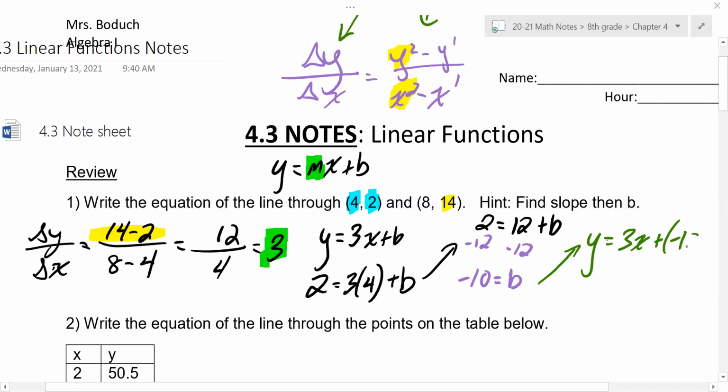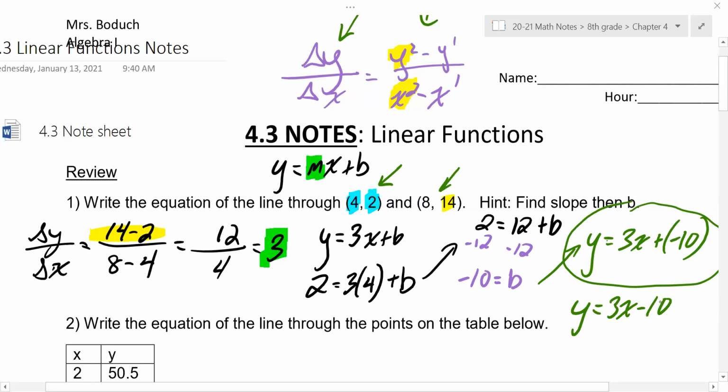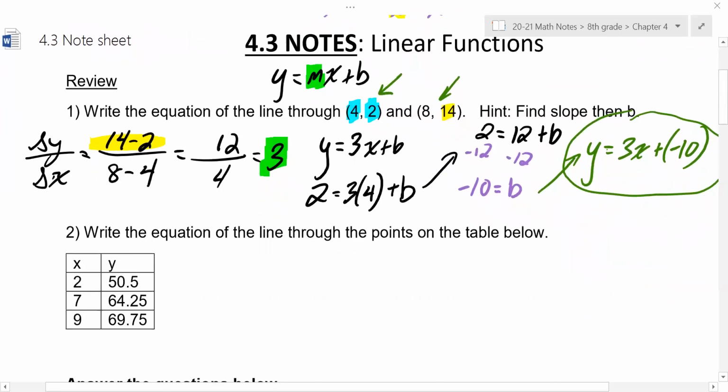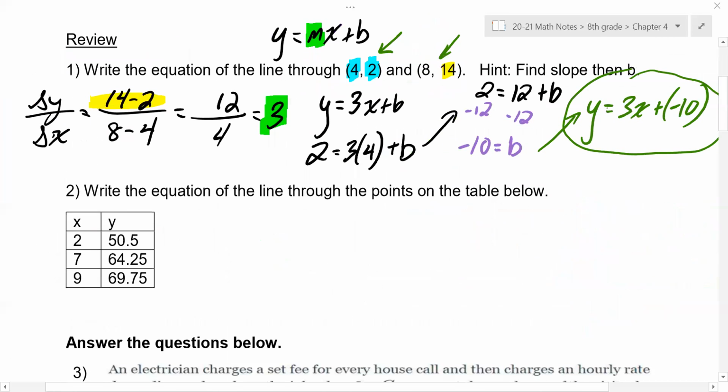y equals 3x plus a negative 10. And that applies to anything. I could plug in 4 and 2 in there, and that would work. I could plug in 8 and 14 in there, and that would work as well. That could also be written as this, but that's not how it is on the test. Some of your questions might be like that, though. That's the same thing as what's circled and what's below it, because if you add a negative, it's the same thing as subtracting. So that's how the second half of your homework is.